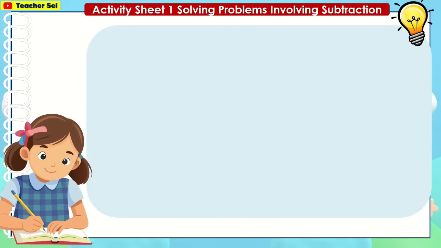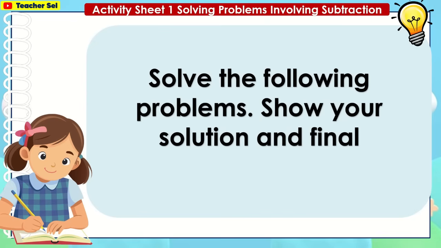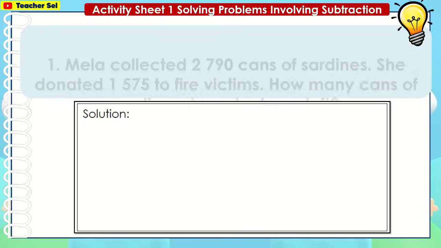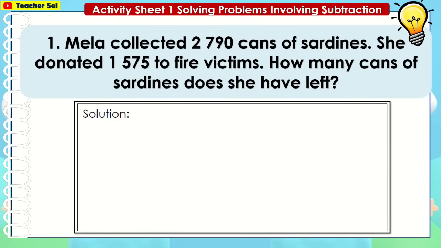Let's have activity sheet 1, solving problems involving subtraction. Solve the following problems. Show your solution and final answer. Number 1. Mela collected 2,790 cans of sardines. She donated 1,575 to fire victims. How many cans of sardines does she have left?